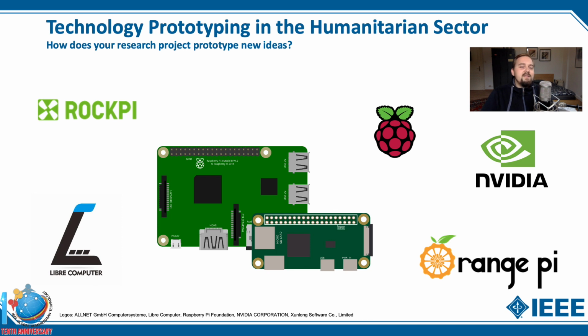So, how does your research project prototype new ideas? We think that most people use more or less generic devices, such as the Raspberry Pi or devices of other vendors like RockPi or Libre Computer, or even NVIDIA, which offers some GPU acceleration, and prototype their ideas by using custom software there. And the great thing about those devices is that they are easy to obtain and easy to set up. You don't need to install your operating system, you just grab an image from somewhere, flash it to the SD card, and run the device. And you can start to use it and start to develop your ideas.